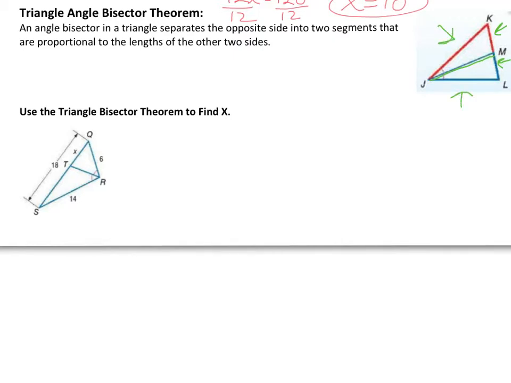of the triangle. So we're going to say KM over LM. We're talking about these two segments, this one and this one. They're going to be proportional to KJ over JL. That's what the triangle angle bisector theorem states. So let's look at that in our example down below.